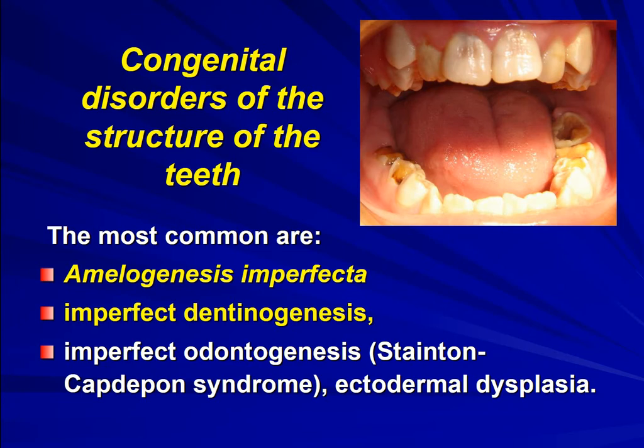Congenital disorders of the structure of the teeth. The most common are amelogenesis imperfecta, imperfect dentinogenesis, imperfect odontogenesis, Stainton-Capdepont syndrome, ectodermal dysplasia.